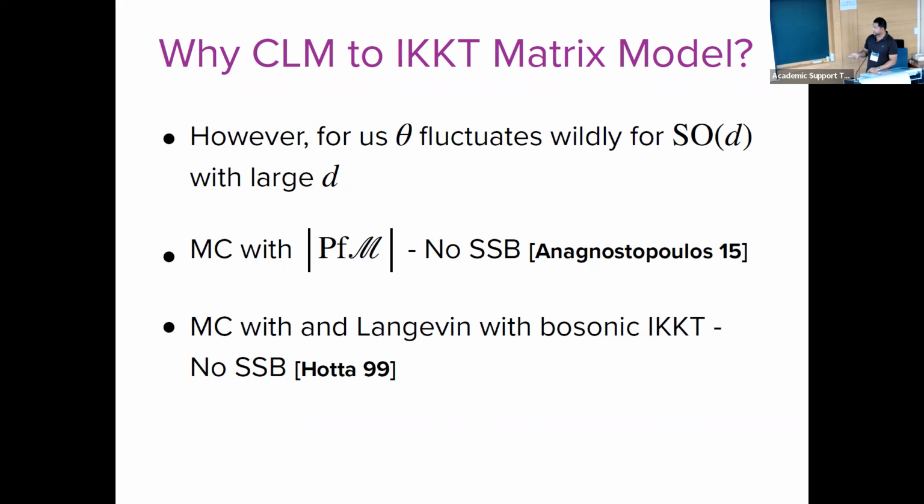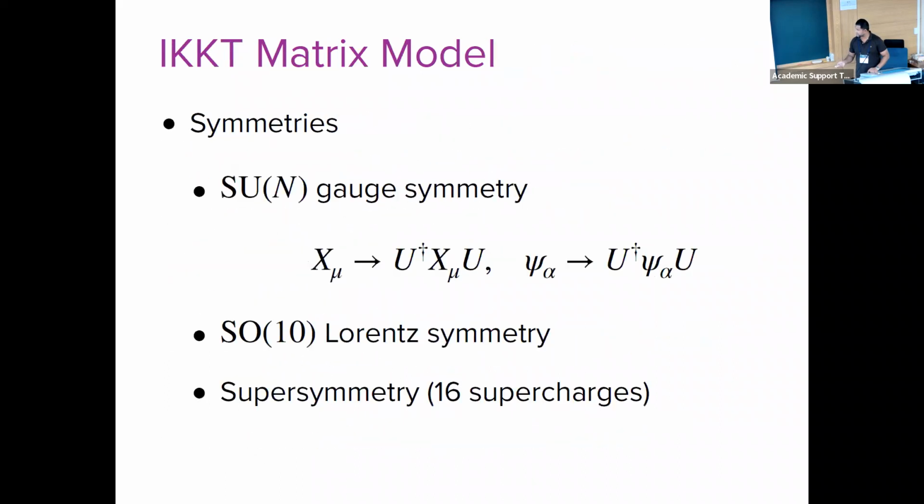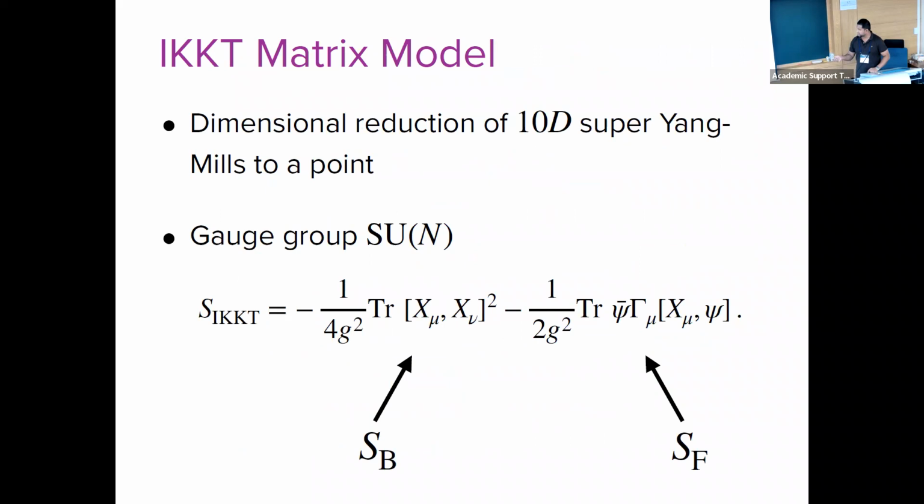Then the bosonic part of IKKT was studied in this paper. They looked at it using Monte Carlo and Langevin. Just remove the fermions and you get bosonic IKKT, and there also they found no spontaneous symmetry breaking. So again, this tells us that the phase of the Pfaffian plays a role. You mean you just remove the fermionic part by hand? Yes, just by hand. Just remove this part, set this to 0, then it's bosonic IKKT.